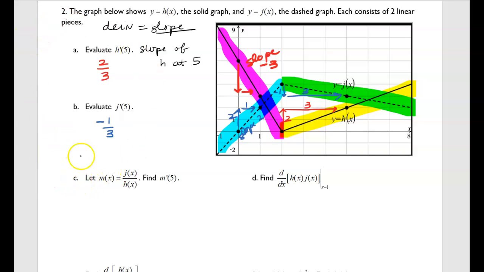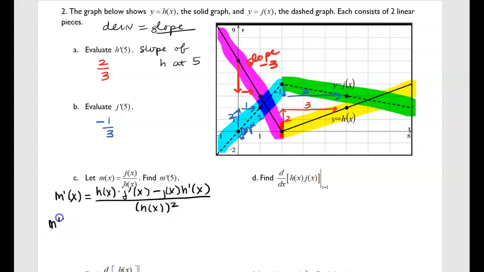So in part C, it tells us that we have a function m of x, which is j of x over h of x, and we want to find m prime of 5. So this is going to start out just the way the last problems did. So we'll use quotient rule to find the derivative. So m prime of x is my low h of x, d high j prime of x, minus high j of x, d low h prime of x, all over my low squared.